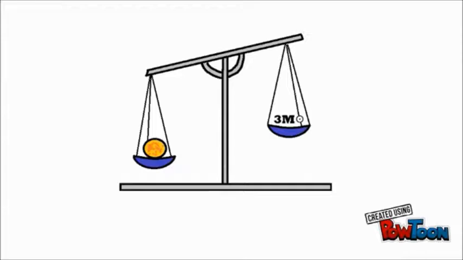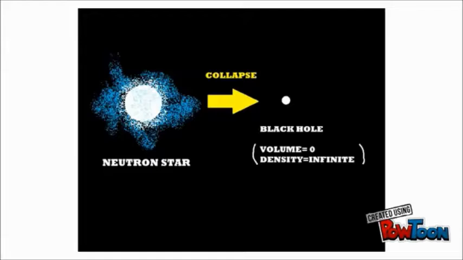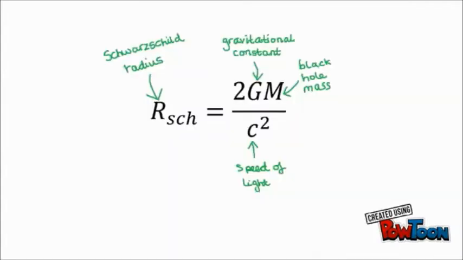If the core mass of the star at death is greater than 3 solar masses, the neutron star will collapse to a black hole, where there is a singularity. This means the volume of the black hole is 0 and density infinite. The black hole is contained within a radius called the Schwarzschild radius, aka the event horizon. Nothing, not even light, can escape from within the Schwarzschild radius, so the escape velocity is equal to the speed of light. The radius can be calculated using the following equation.